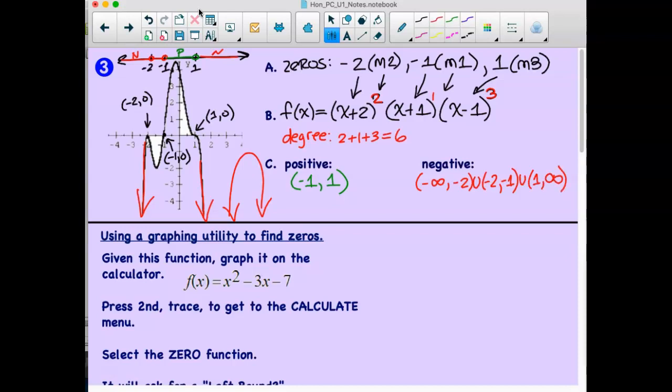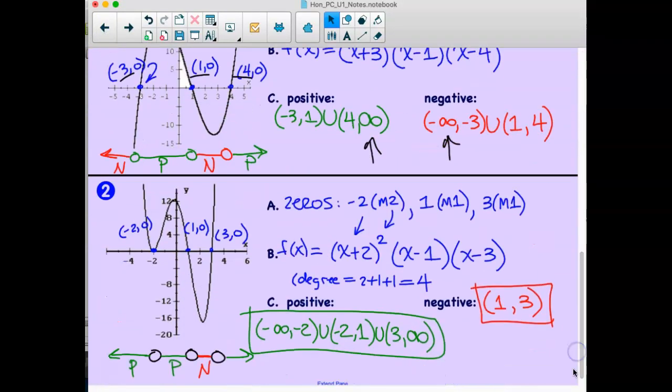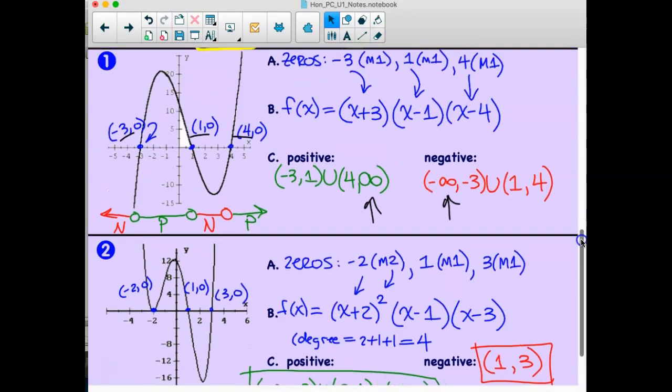Okay, so now that we've done that, we can go ahead and use a graphing calculator to figure out what the x-intercepts or the zeros are. It's a pretty straightforward process, but I just want to make sure that you are aware of how you should do that.